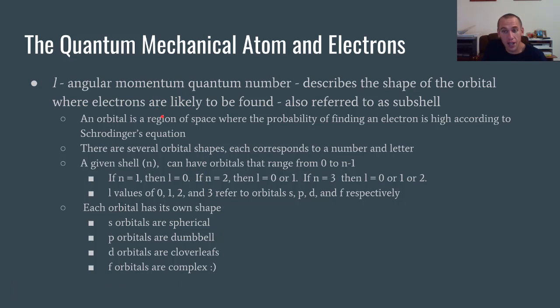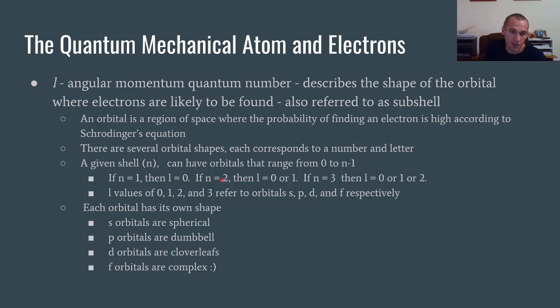The orbital, the shape, is called a subshell. So the shell tells me the distance, the subshell tells me the shape, and for a given principal level, or given n, the L values can be 0 to n minus 1. So if n equals 1, L can be 0. If n equals 2, L can be 0 or 1.